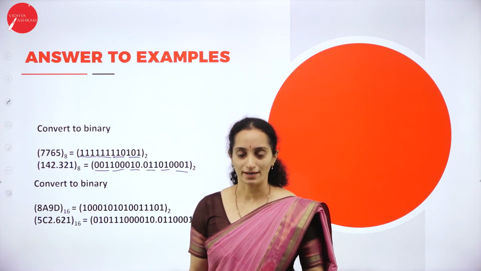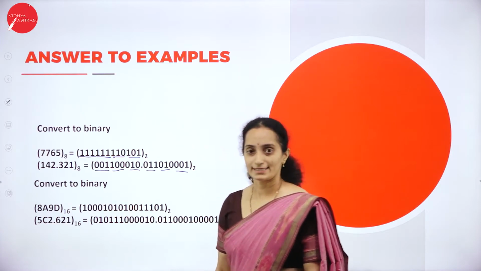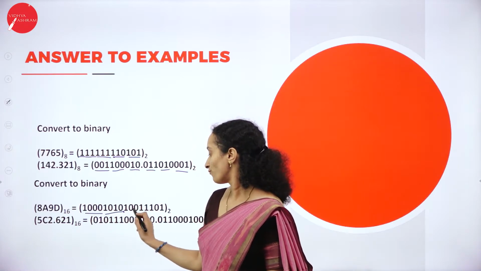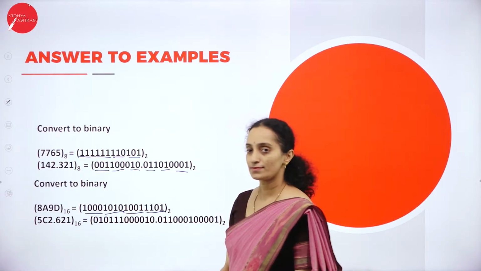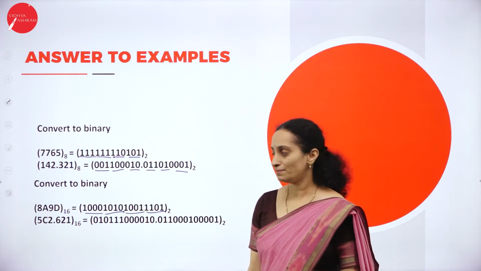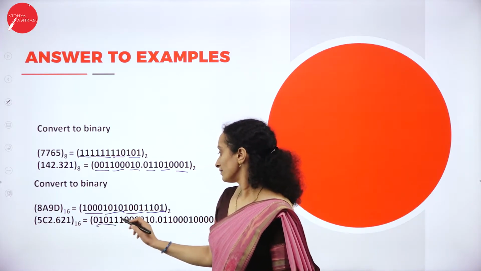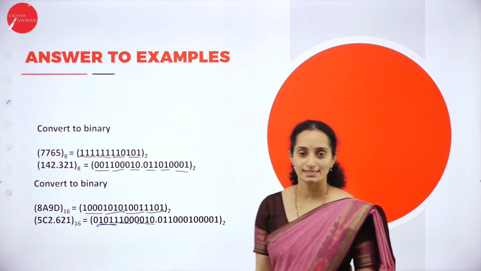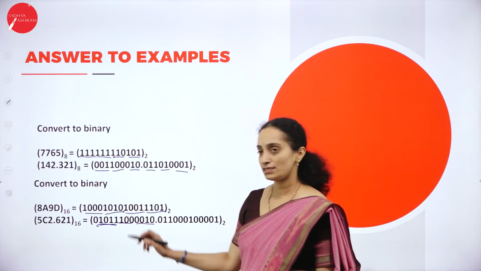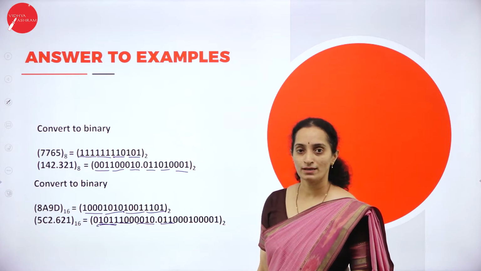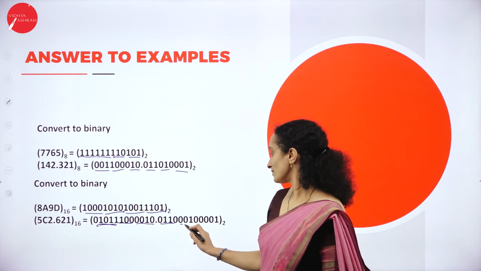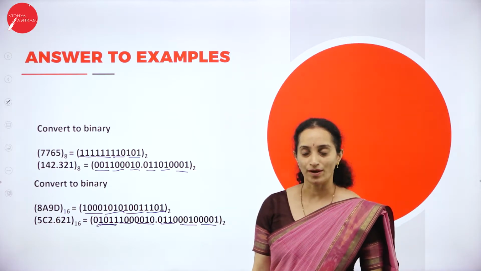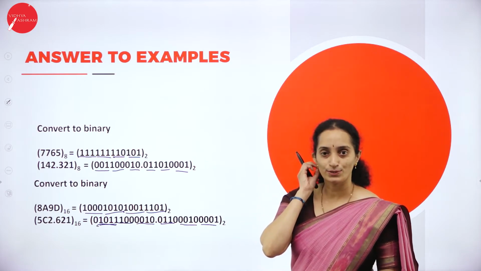0, 0, 1. Then hexadecimal to binary. Now it is a group of 4. You can refer again to the table. Then again group of 4 for 5, C2. Then 6 as 0, 1, 1, 0. 2 as 0, 0, 1, 0 and 1 as 0, 0, 0, 1 with a base 2.